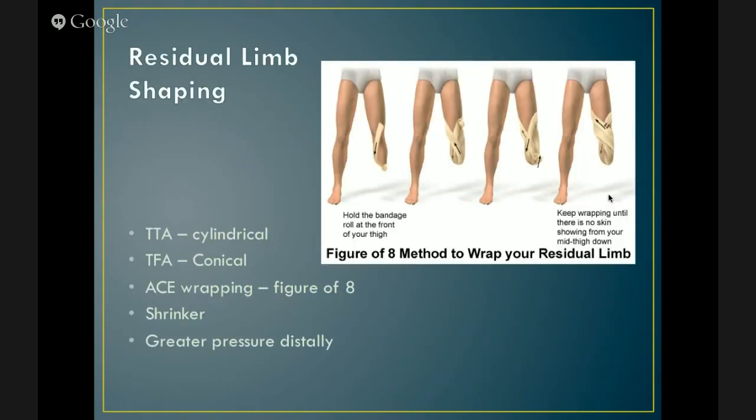So, ACE wrapping. It's a figure of 8 because it looks like an 8. You want to do these diagonal wraps. It's graded compression, so you want there to be more pressure distally than proximally.